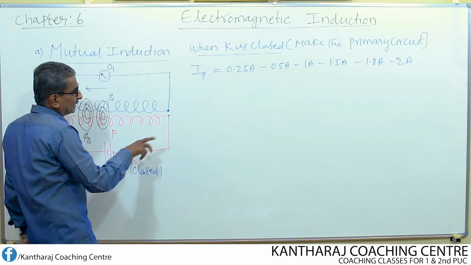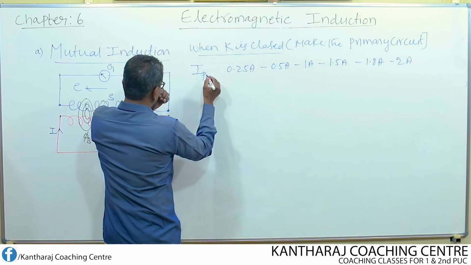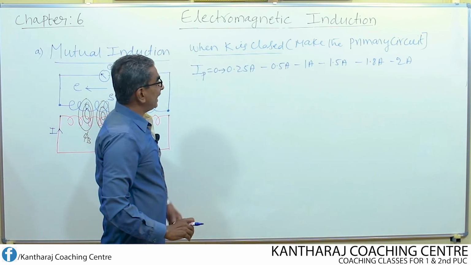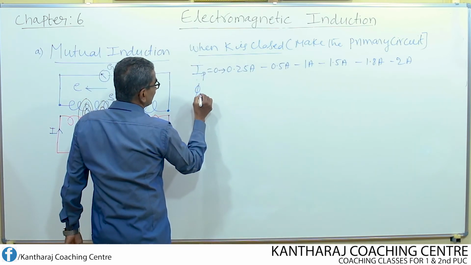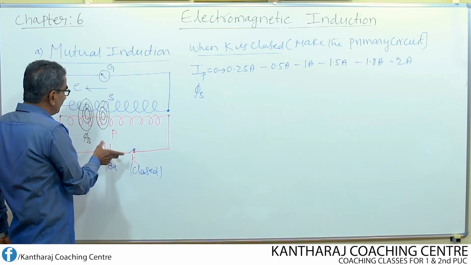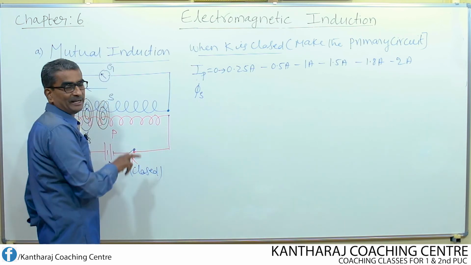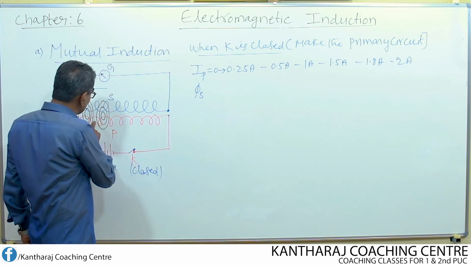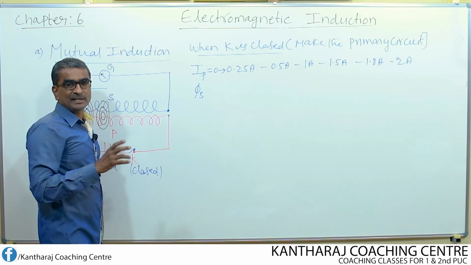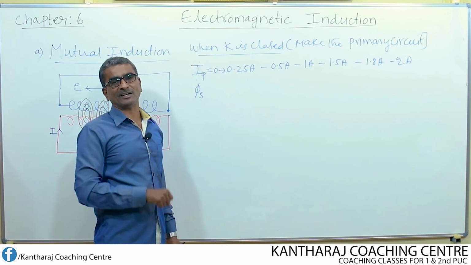So as soon as you close the key, the current goes on increasing from 0 to a certain maximum value. As a result, the flux that is linking with the secondary changes. Remember, we are passing the current through the primary, but we consider the flux change in the secondary. Flux change also takes place in the primary, but we do not consider the flux change with respect to the primary, since we are discussing mutual induction. If we discuss self-induction, then we consider the flux change with respect to that single coil itself.